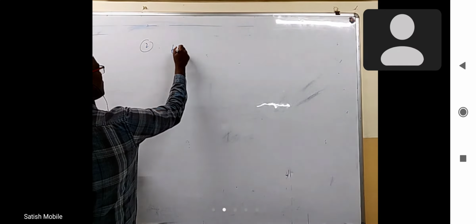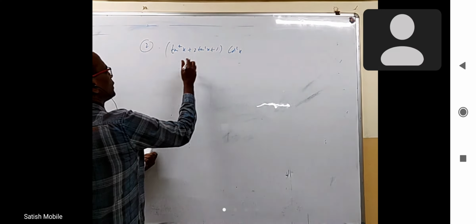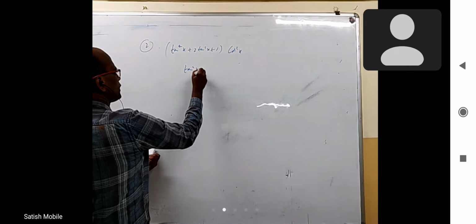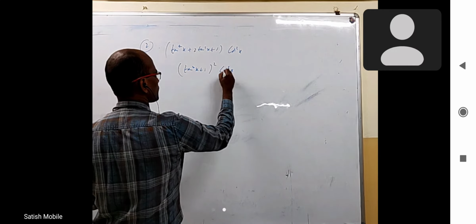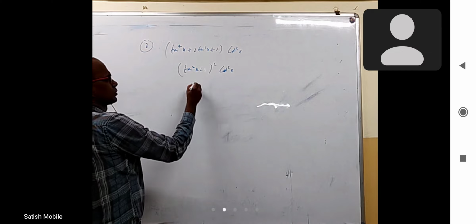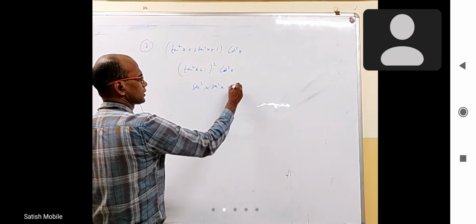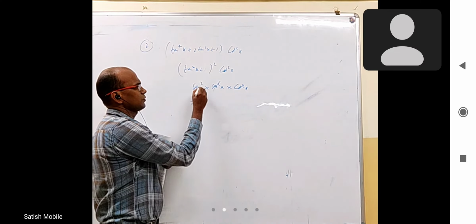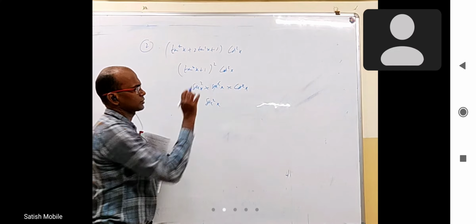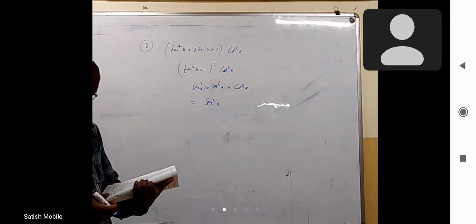Tan power 4x plus 2 tan square x plus 1, into cos square x. This will become tan square x plus 1 whole square into cos square x. This is secant square x. So, secant power 4x, I can write secant square x into secant square x into cos square x. One secant and cos will cancel. Finally, you are left with secant square x. Okay. First of all, when you simplify the given expression, you get secant square x.